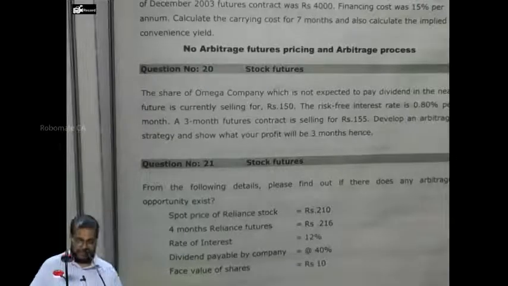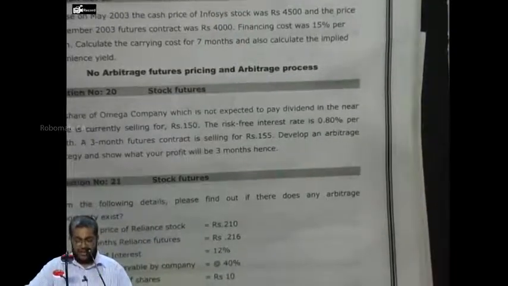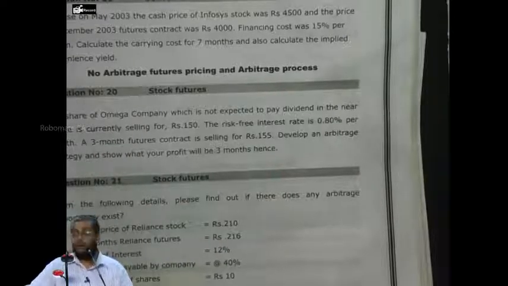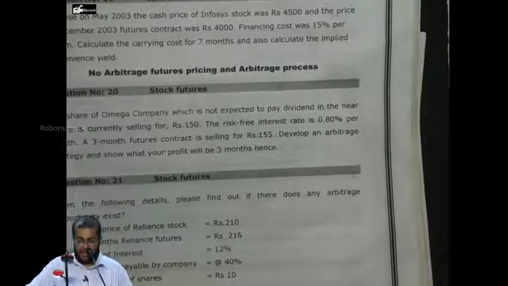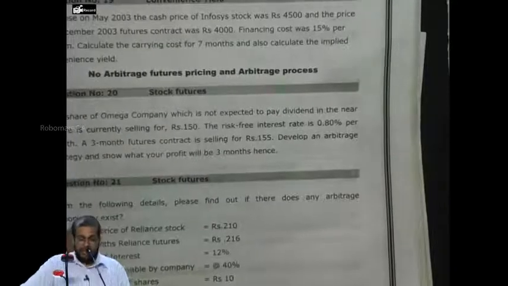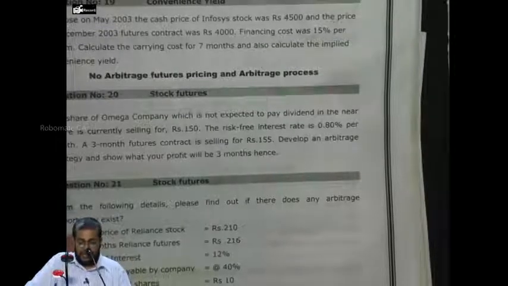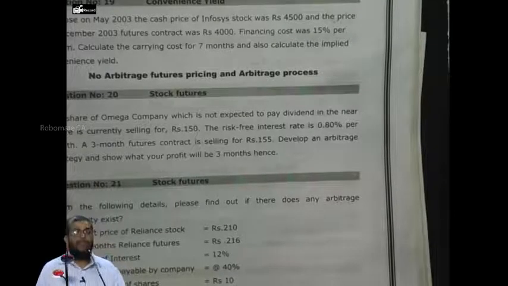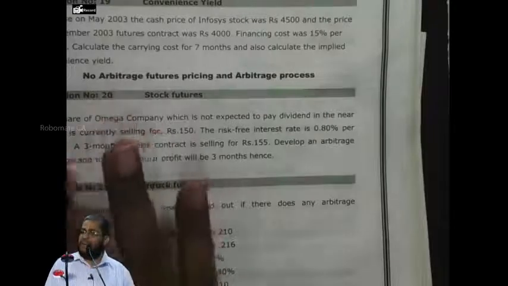The share of Omega company, which is not expected to pay a dividend in the near future, is currently selling for 150. What is 150? Spot price. Risk-free interest rate is 0.8% per month. A 3-month futures contract is selling at 155. Develop an arbitrage strategy and show what your profit will be 3 months hence. Now, I do it using e compounding. In the examination, it depends upon whether they give you the e value or not.